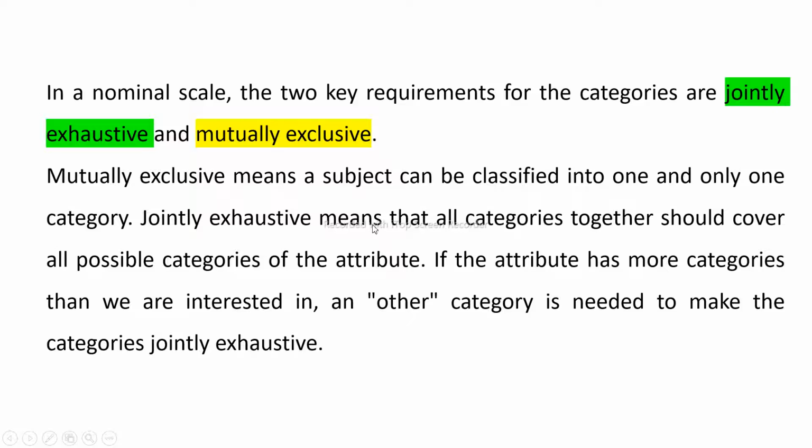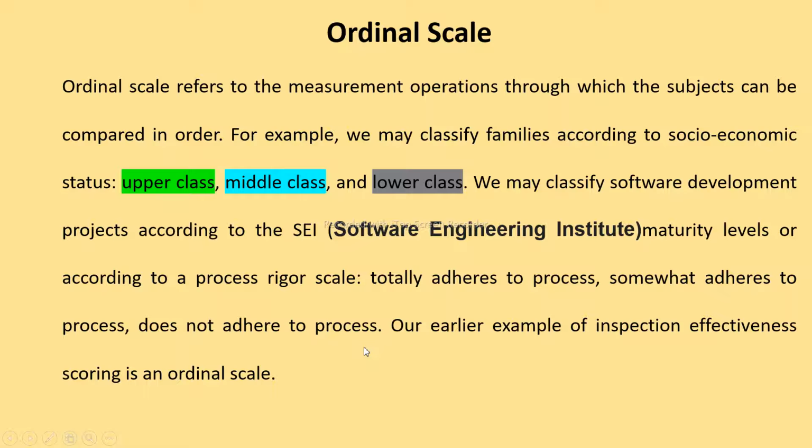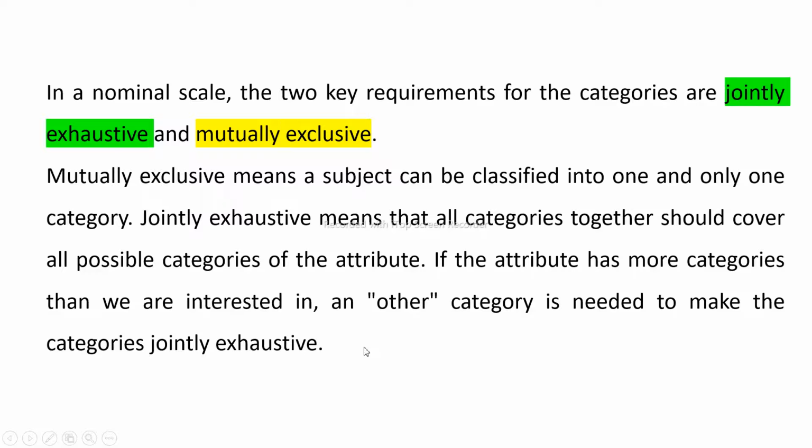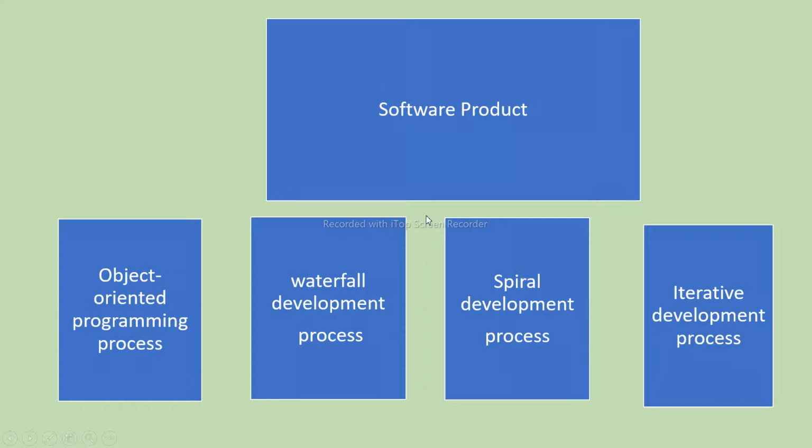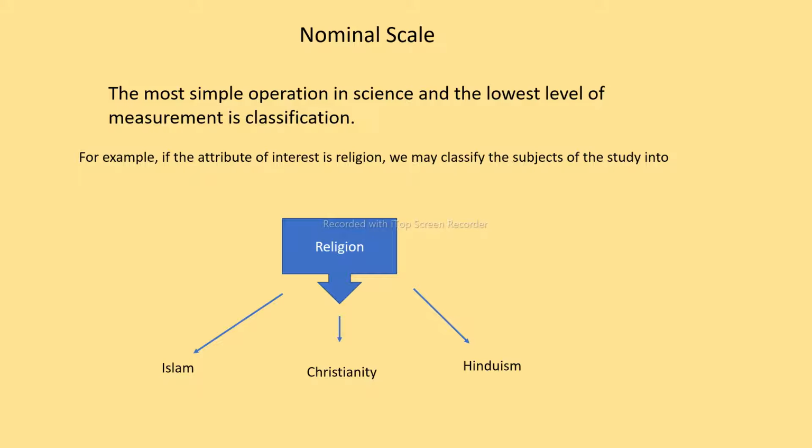Jointly exhaustive means that all categories together should cover all possible categories of the attribute. If the attribute has more categories than we are interested in, another category is needed to make the categories jointly exhaustive. So this is all about the first one, the nominal scale.